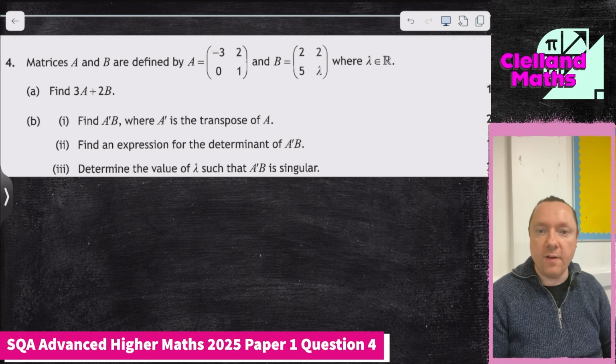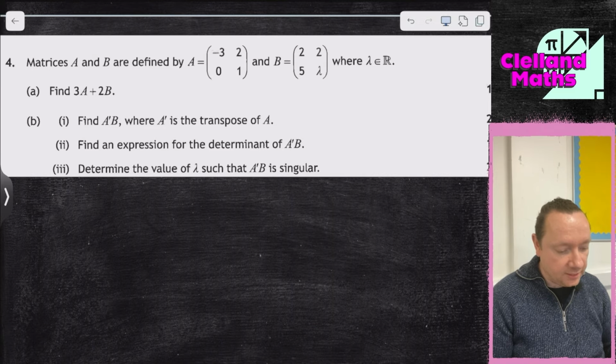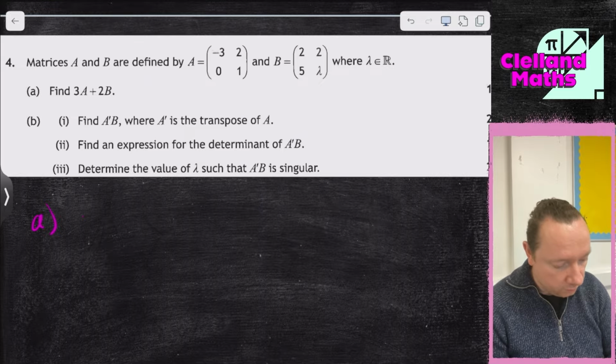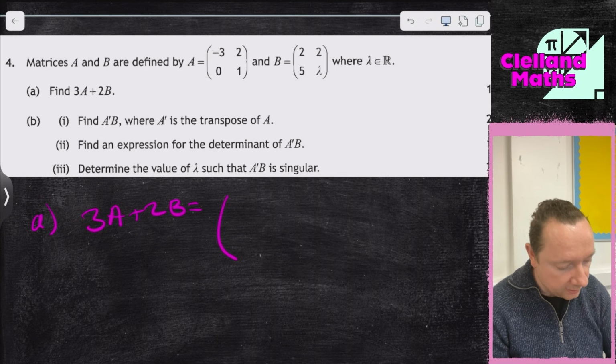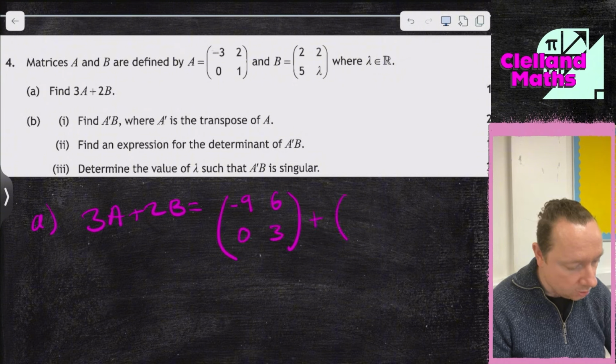Advanced Higher Maths 2025, Paper 1, Question 4. Matrices A and B are defined as so. Find 3A plus 2B. So a little bit of matrix work. So we've got 3A plus 2B. So timesing everything in A by 3 gives me minus 9, 6, 0, and 3, plus 2 times 2 is 4, and 10, and 2 lambda.